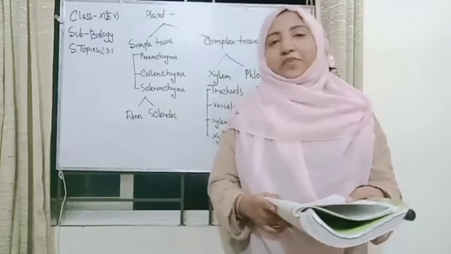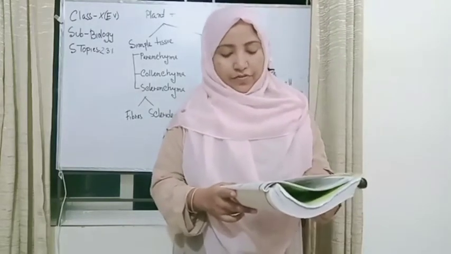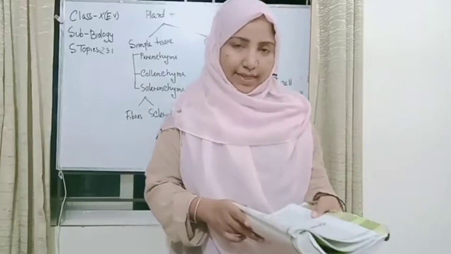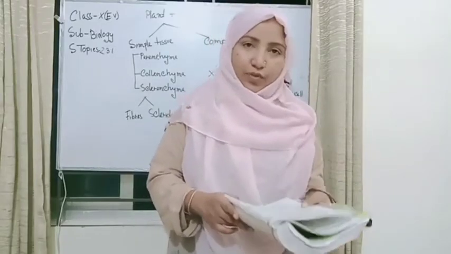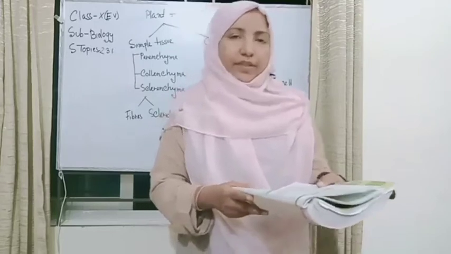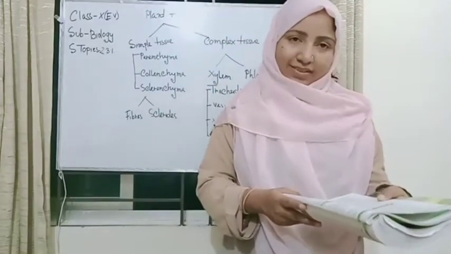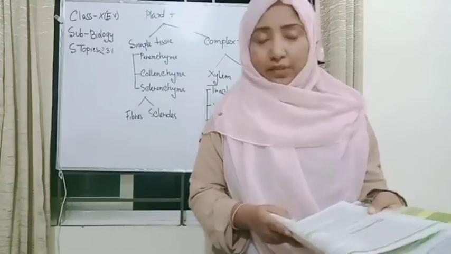Now, plant tissue. An ensemble of similar or different types of cells with the same origin, performing a specific function, is called tissue. Please, everyone, underline the tissue. What is the meaning of tissue? Plant tissues are of two types. First is, as I explained again, the meristematic tissue and the permanent tissue.